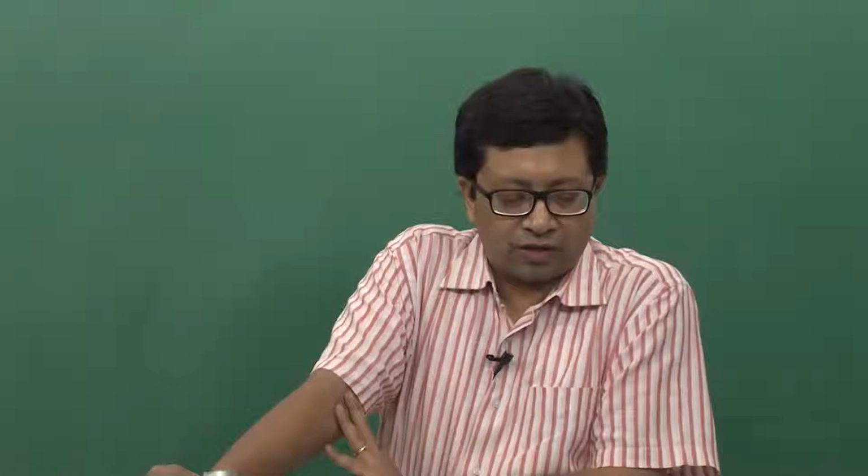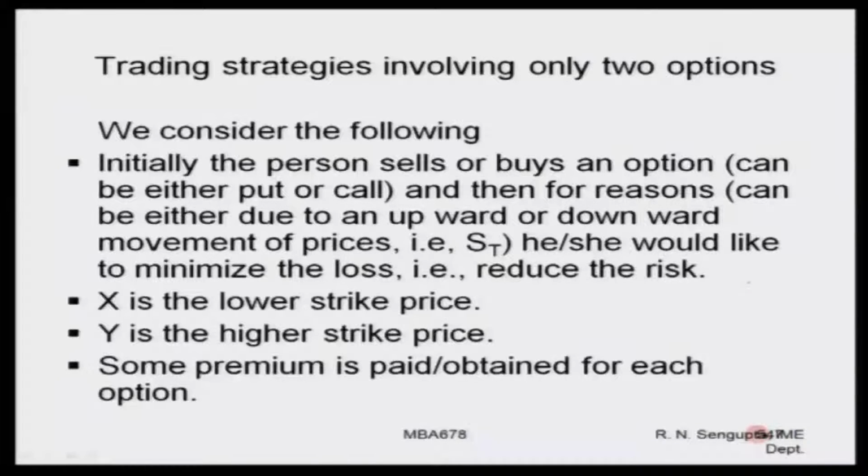So, continuing, we consider the following. Initially the person sells or buys an option, which can be either a put or a call, and then for reasons, either due to an upward trend or a downward trend of the prices, he or she would like to minimize the overall loss or reduce the risk. So, here we are changing the notation.